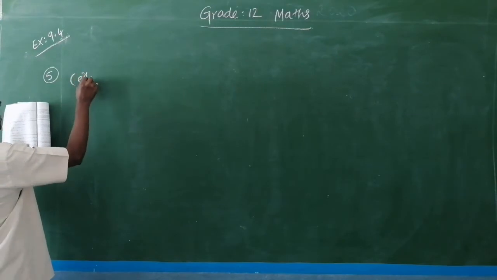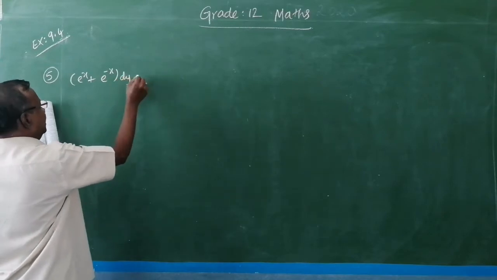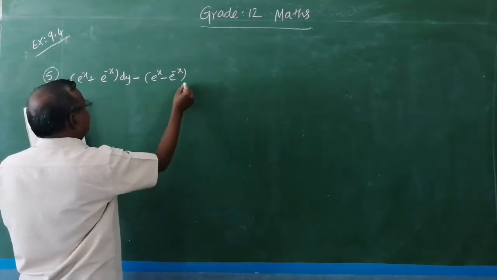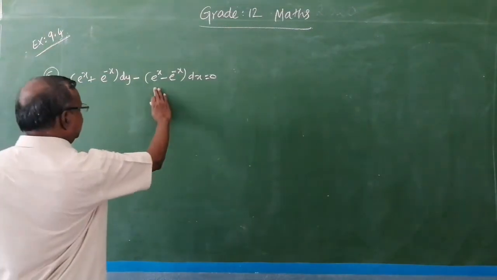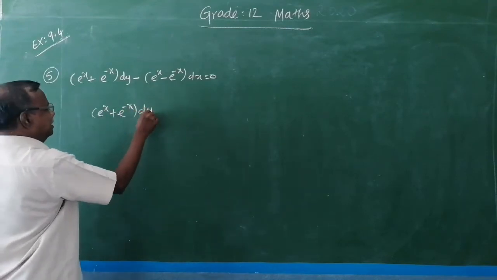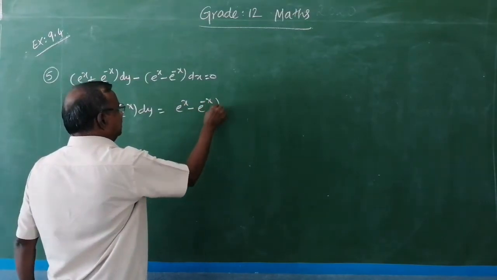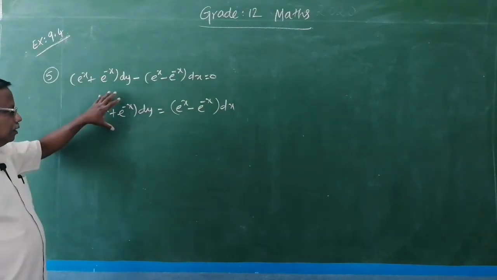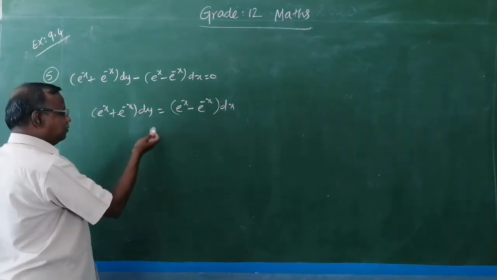(e^x + e^(-x)) dy − (e^x − e^(-x)) dx = 0. So bring the dx term there: (e^x + e^(-x)) dy = (e^x − e^(-x)) dx. Now bring all the functions of x to the dx side. There are no functions of y other than dy.